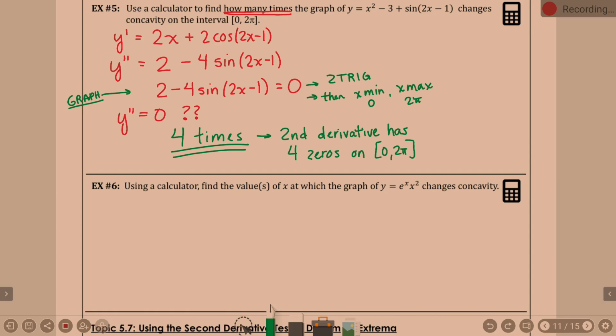Could you find those points of inflection if you needed to? Yeah, we could find the zeros. I have them written down here. It doesn't say, it just says how many times. Okay?